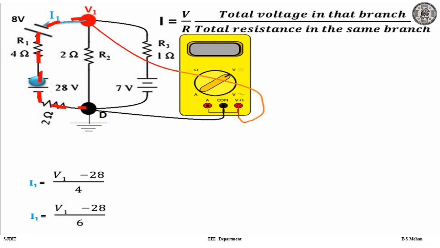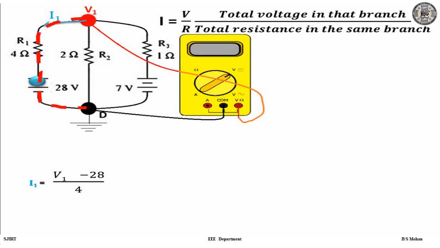What if you have 8 volts in series now? In the first branch we have two voltage sources and two resistances. Now how does one incorporate this? The current I1 hits which polarity of 8 volts first? Negative. Thus we write it as positive. So it is (V1 plus 8 minus 28) whole divided by 6. So you can see, once you understand the concept, you can write the equations directly.